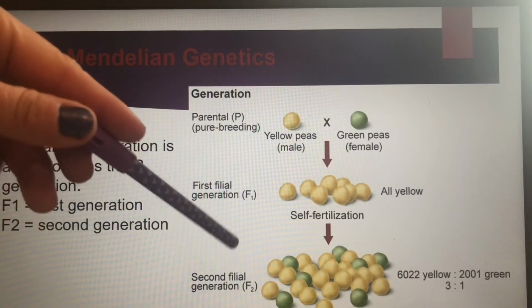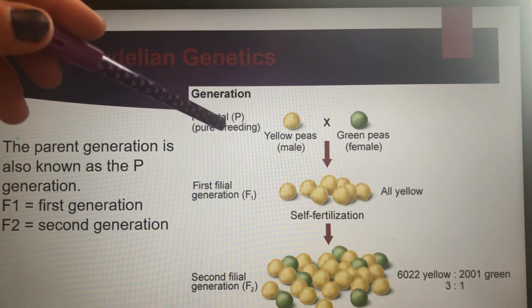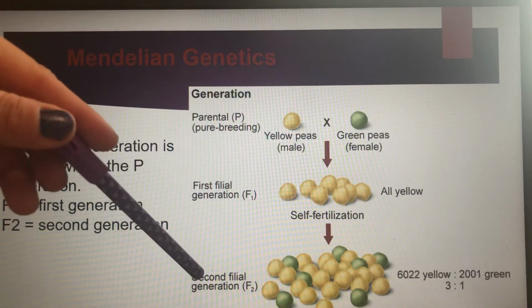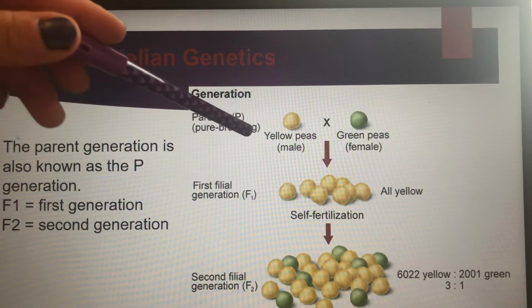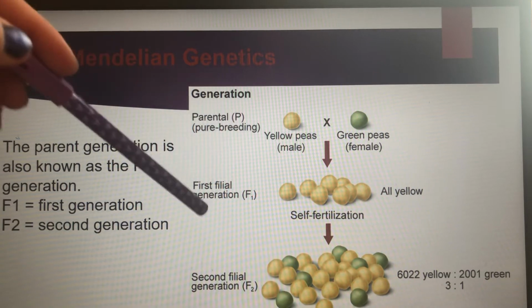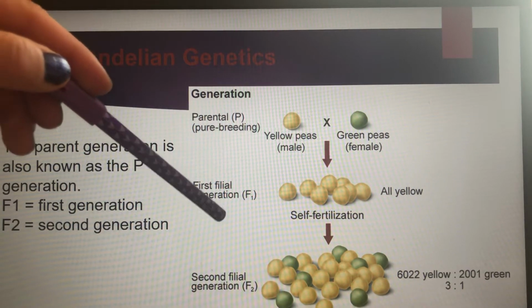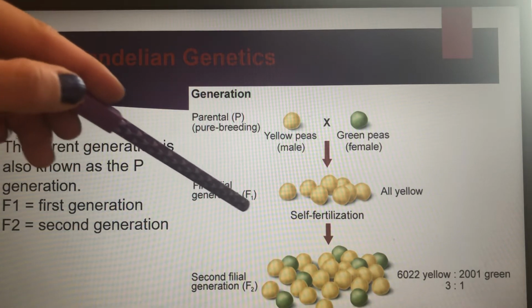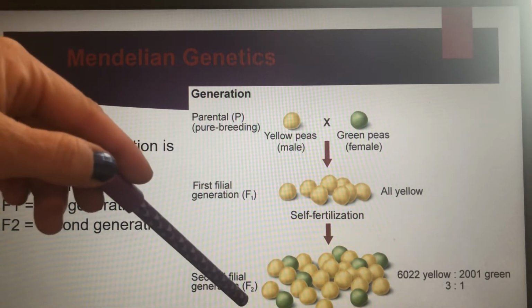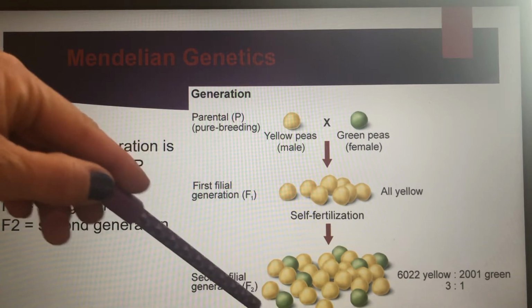And you do need to know this now for your test, just to be able to speak the language of genetics: you have three generations a lot of times in genetic studies. You have the parent generation, indicated by the P. You have the first generation, indicated by F1. And then you have the second generation, indicated by F2.